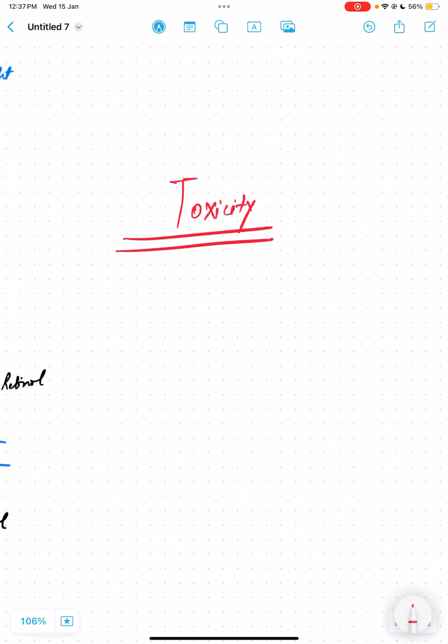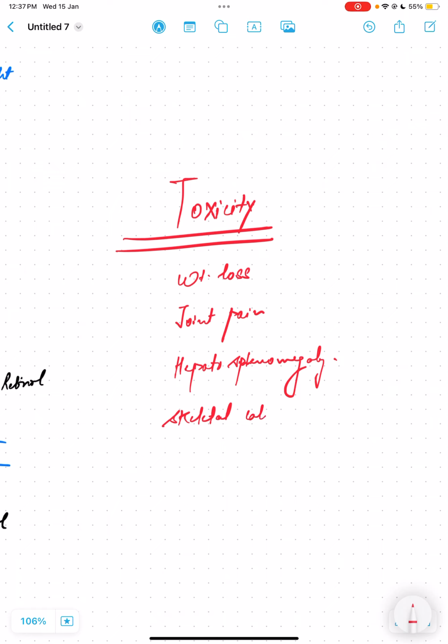When there is vitamin A toxicity due to an overdose, there will be weight loss of the patient, joint pain, hepatosplenomegaly, that is enlargement of the liver as well as the spleen, skeletal calcifications, and dermatitis, that is inflammation of the skin. So you should remember that weight loss is the most common effect when there is increased toxicity of vitamin A.